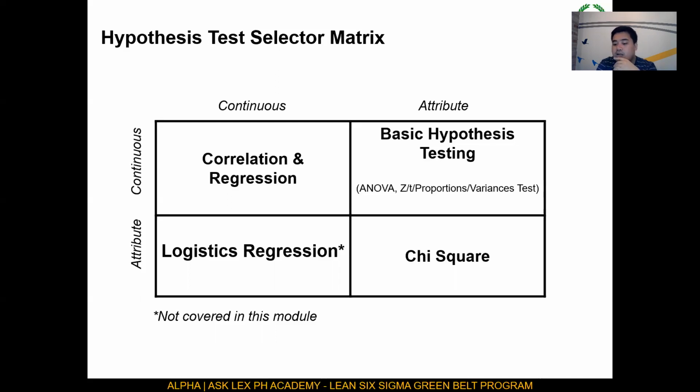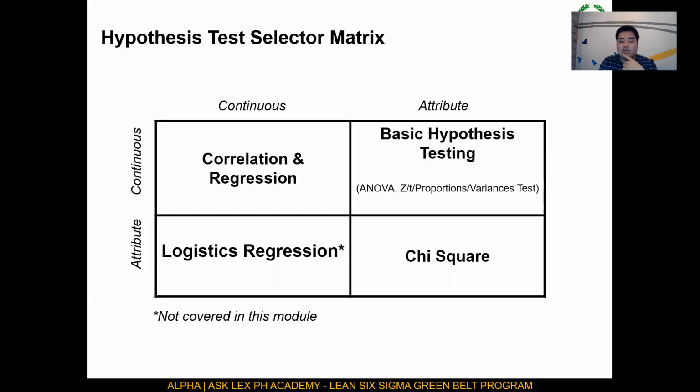Examples are, but not limited to, ANOVA or analysis of variance, the Z test, the T test, proportions, variance test. So that's for continuous Y and attribute X. Now for an attribute Y with a continuous X, what we will have is what we call logistic regression. But as mentioned here in this slide, we will not be covering this module. This will be covered on the succeeding belt, which is the black belt.